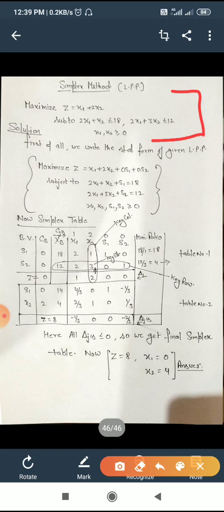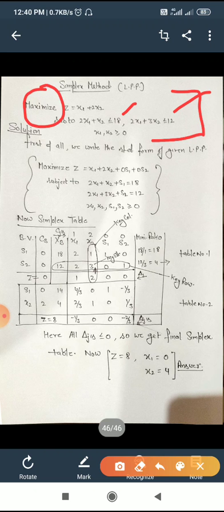First of all, we write the standard form of the given LPP. Before starting the standard form, we have to ensure that the right hand side of each restriction should be positive, the first condition. In the first restriction, 18 is a positive value. If this is negative, then we multiply both sides by minus sign and convert the right hand side into a positive quantity. In the second restriction, 12 is positive, so both restrictions have positive right hand side values. Now, second, we check the objective function.